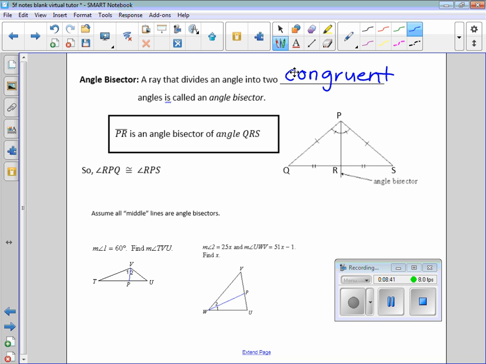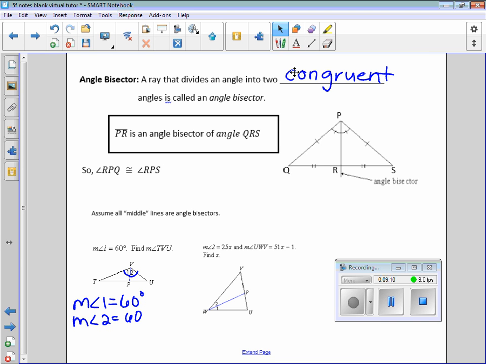We're going to assume that all middle lines are angle bisectors. So in our first example, we have the measure of angle 1 is 60 degrees. Well, VP is an angle bisector, so I know angle 1 and angle 2 are congruent to each other. So if the measure of angle 1 is 60 degrees, the measure of angle 2 is also 60 degrees. Now they're asking me to find the measure of TVU.